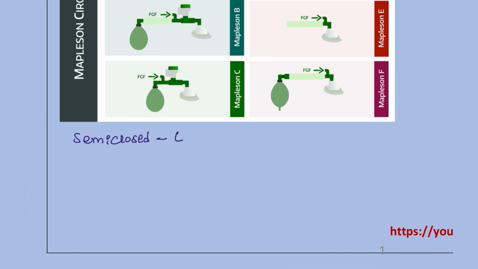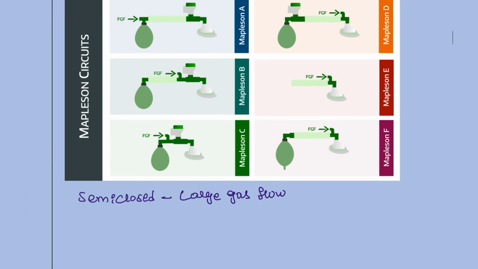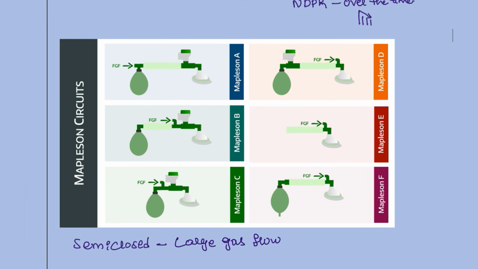What are the disadvantages, guys? The disadvantage that they have is that a large gas flow is present here. So that is the first of the most important points that you have to know. Next, we have the different types of the Mapleson systems. This is the Mapleson A, this is the Mapleson B, this is Mapleson C and D, E and F, right? Only the important points that you have to take note.